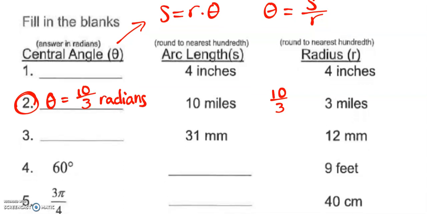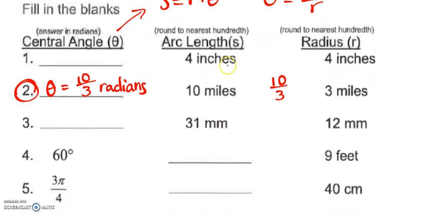And then if you had to do a problem where you had to find S, especially a problem like number 5, you would just take the angle theta times the radius 40, and I believe that one ends up getting us 30 pi centimeters.